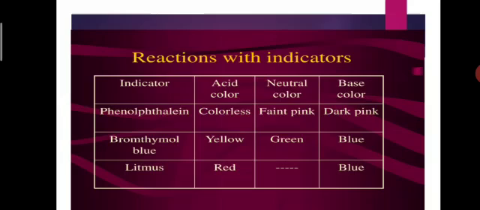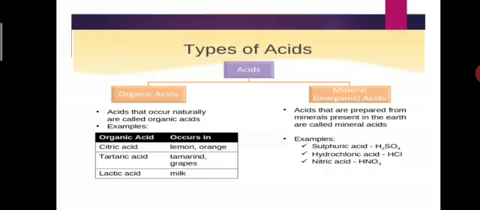So when we are talking about the phenolphthalein, in the presence of acid it gives colorless, and in the base it gives dark pink. Then bromothymol blue, it means that in the presence of acid it gives yellow color, and in the presence of base it gives blue color. Litmus, in the presence of acid it turns blue into red, and in the presence of base it turns red into blue. So these are the indicators table.